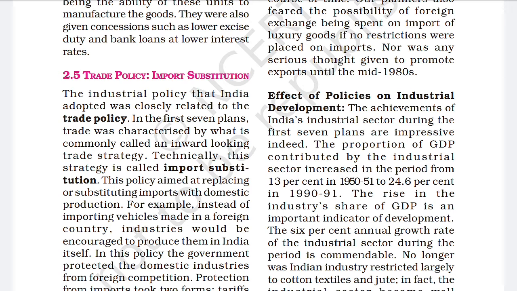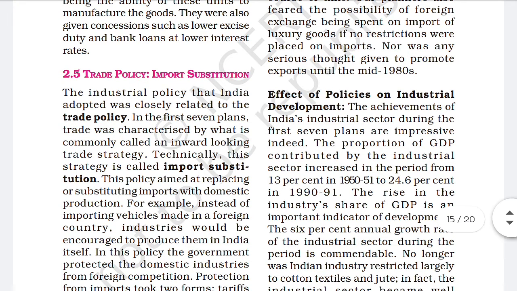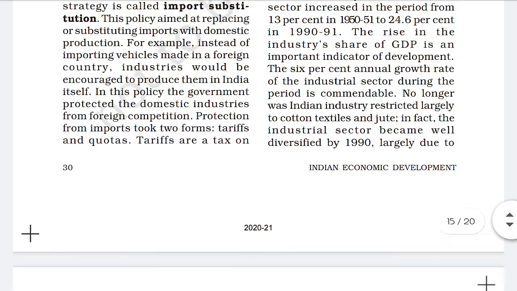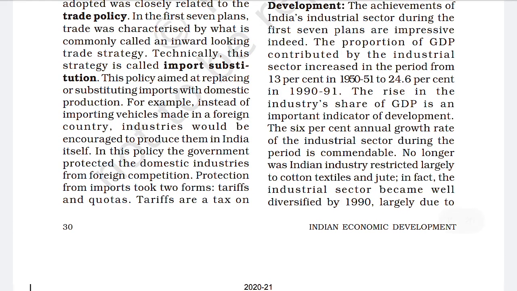So first of all, we have to understand what is international trade. Basically, the trade or buying and selling of goods or services beyond the political boundary of a country, that is known as international trade. In international trade, import, export, and entrepot are the things included.